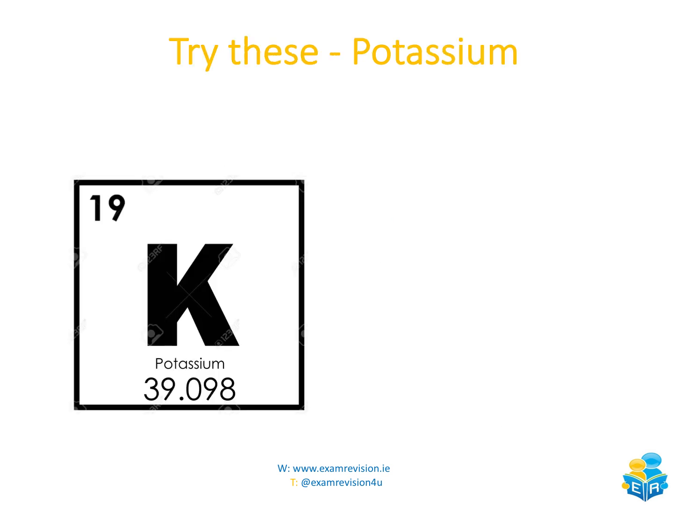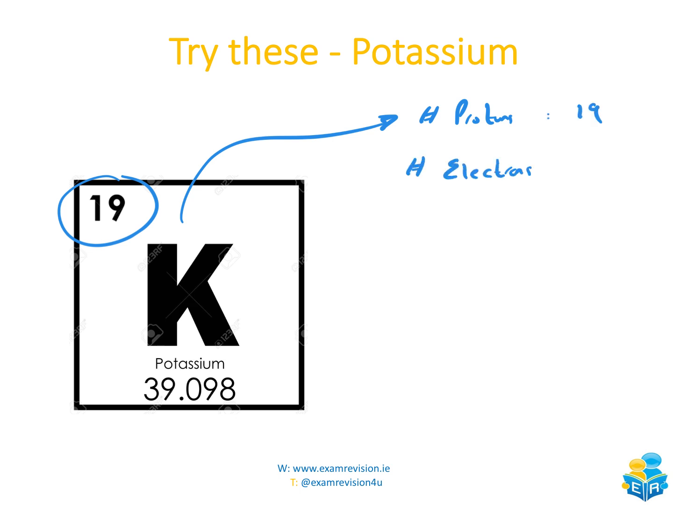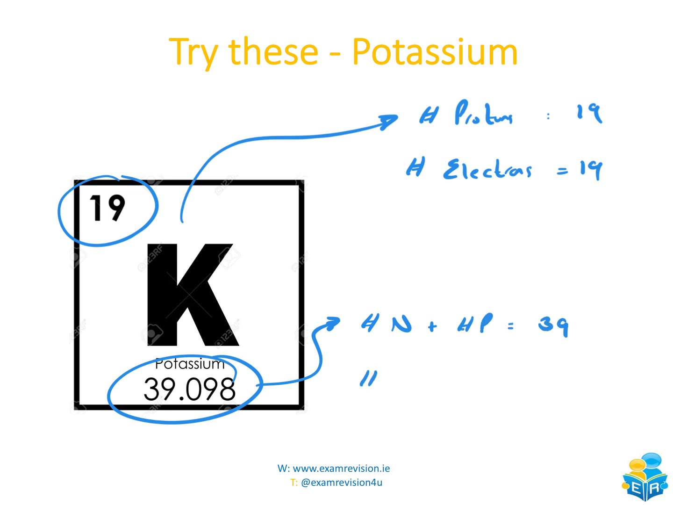So this is potassium. This atomic number up here tells us the number of protons is 19. It also tells us that the number of electrons is 19. And this number down here tells us that the number of neutrons plus the number of protons has to be equal to 39. We don't know the number of neutrons yet, but we do know when we add that to 19, which is the number of protons from up above, we have to get 39. So what do you add to 19 to get 39? We add 20. So the number of neutrons is 20.